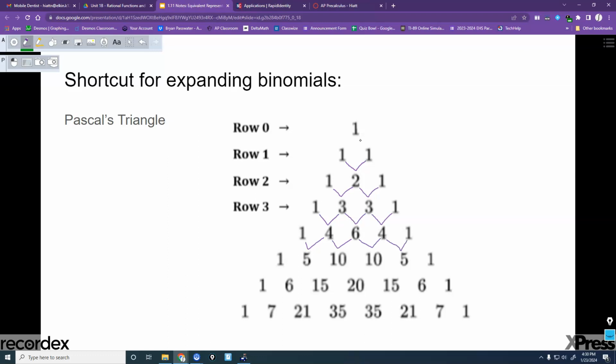This is infinite. You are probably not going to have to go any further than what you see here. In fact, I'm probably not going to make you use like that last line right there. So in general, we do not find ourselves using rows 0, 1, or 2 very often because those are very easy to raise things to those powers. But 3 and beyond are very helpful because, let me show you what we can do here.